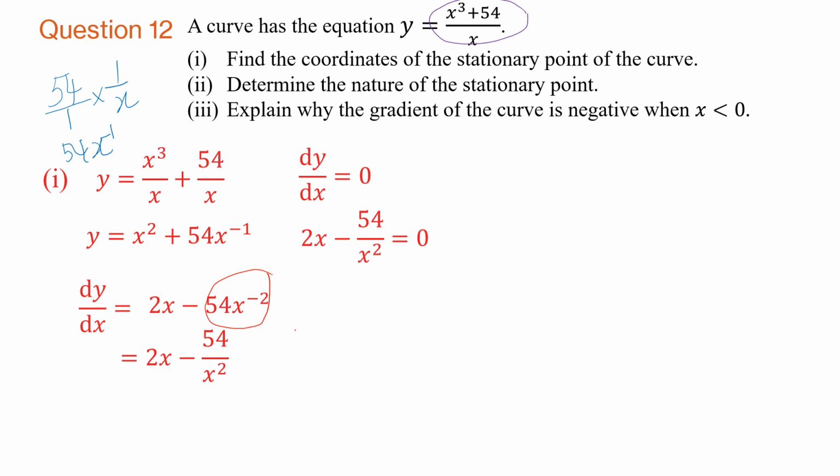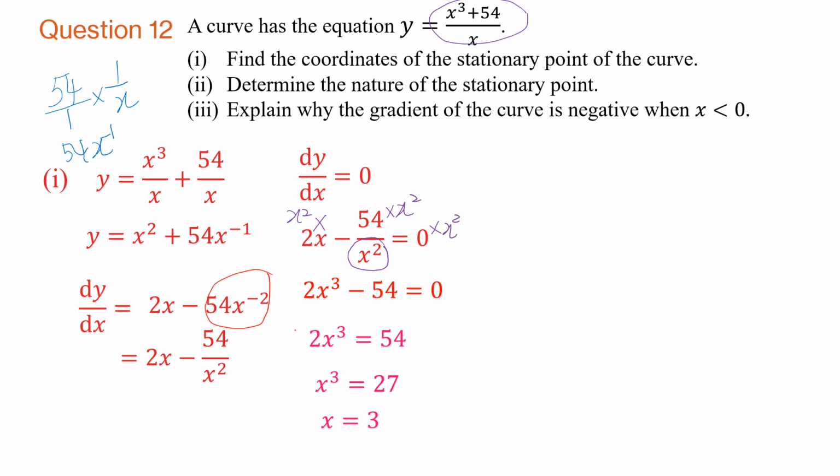All right, and I'm going to multiply every term with x squared. Because of this denominator x squared, I want to get rid of it. So basically, I'm just going to multiply everything with x squared, and let's see what happens. So we get 2x cubed equals 54, x cubed equals 27, x equals 3, and that's not the end yet because you have to find the coordinates of the stationary point.